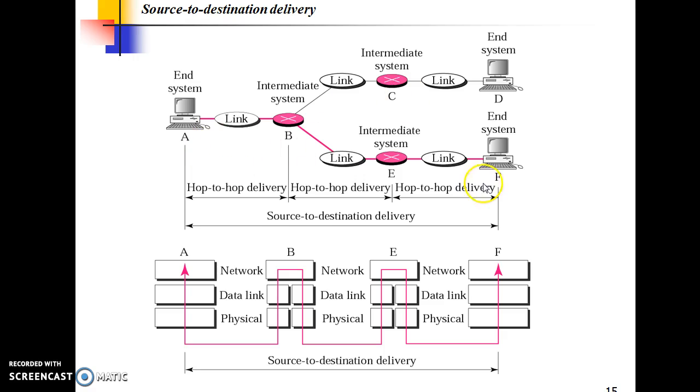Now here we will see source to destination delivery. Here we are not thinking of sending the packets from A to B, B to E, E to F. Our overall assumption is that A will send data to F. This is called source to destination delivery. And if you think of A to B, B to E, E to F, it will be called hop-to-hop delivery. So the network layer is responsible for source to destination delivery, and the data link and physical layers are responsible for hop-to-hop delivery.